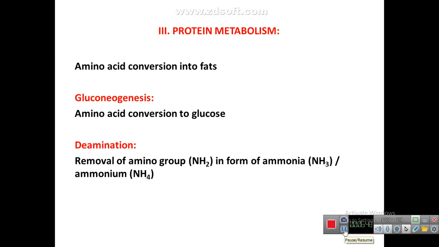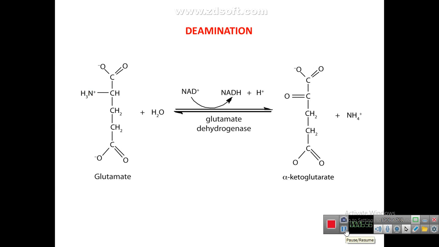Third, deamination: removal of the amino group from the amino acid in the form of ammonia or ammonium. Deamination of the amino acid glutamate: when it combines with water in the presence of the oxidized form of NAD, the products produced are NADH2 and alpha ketoglutarate, and ammonium ions are released.